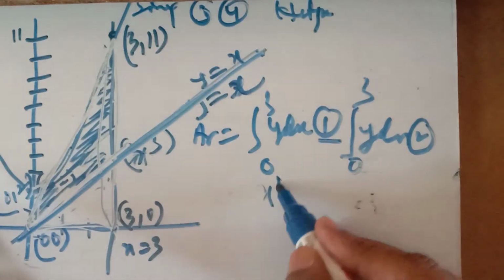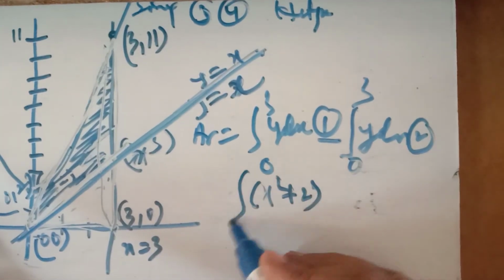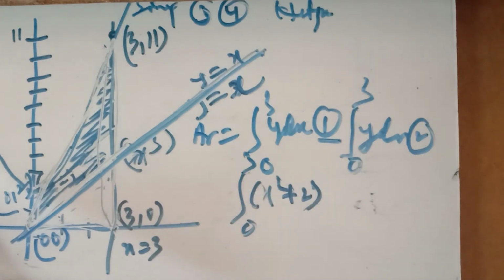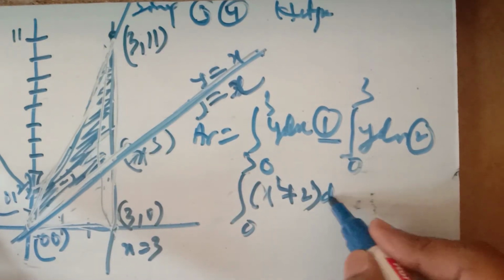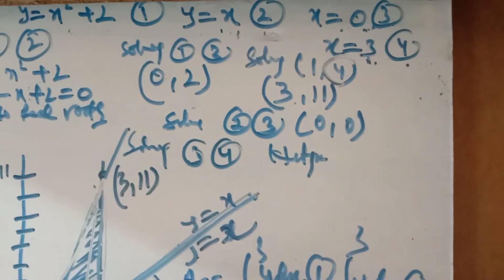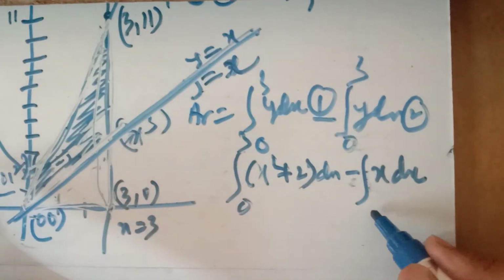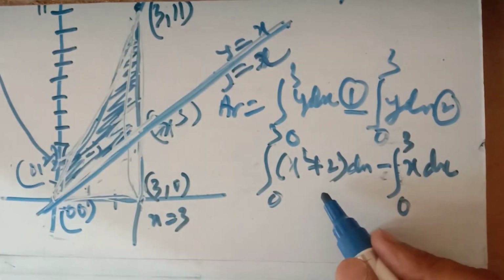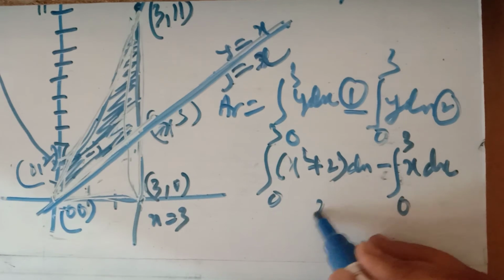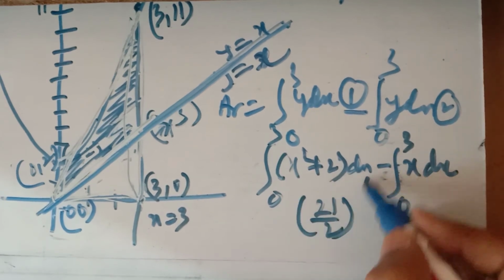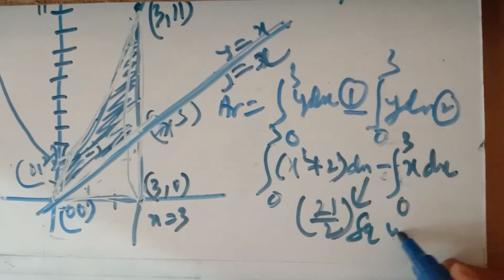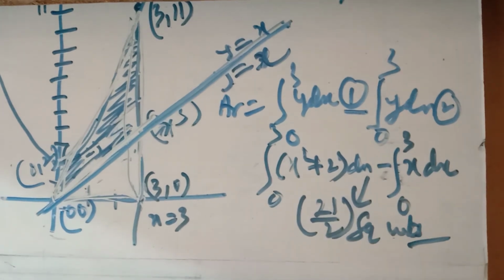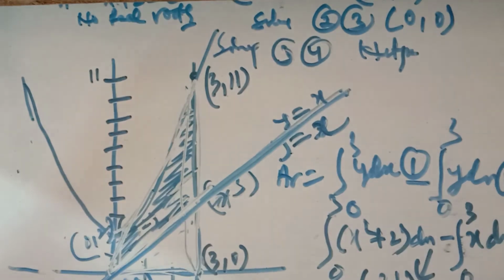So it means you have to integrate x square plus 2 with respect to x from 0 to 3, minus y is equal to x, so x with respect to x from 0 to 3. Integrating, upper limit minus lower limit, you will get 21 upon 2 square units. So this is question number 3, in which you have to sketch these curves.